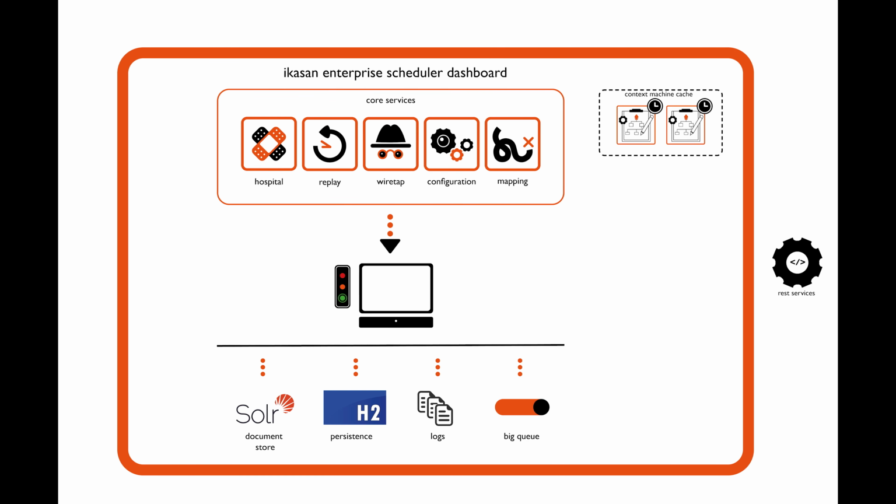The Ikasan Enterprise Scheduler dashboard also delegates to the following software elements to provide the following features. Solr, providing scheduler artifact persistence, indexing and search features. H2, providing relational persistence of dashboard security features. And BigQ, which provides disk-backed messaging persistence, providing reliable inter-process communications between the scheduler dashboard and the scheduler agents.